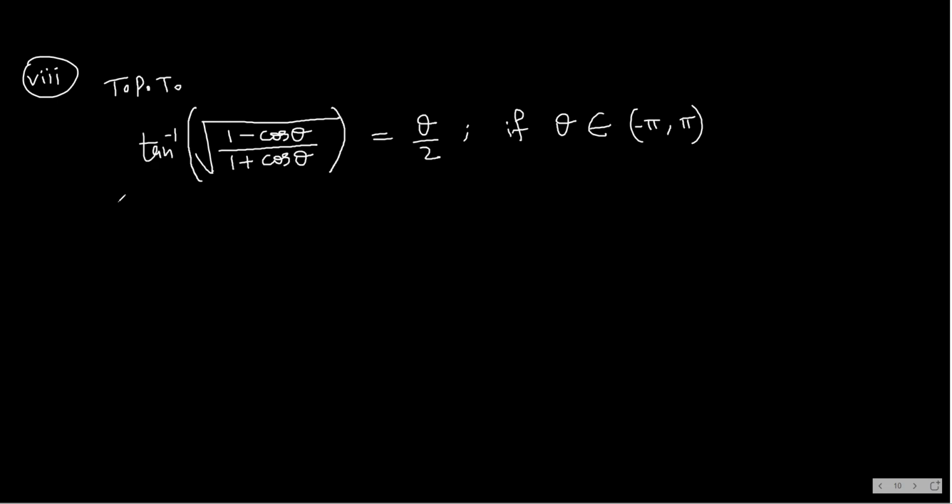This is to prove that tan inverse of square root of (1 minus cos theta) upon (1 plus cos theta) is theta by 2. So I will begin with left hand side. So here I write left hand side, very easy question. So tan inverse of square root of (1 minus cos theta) upon (1 plus cos theta).